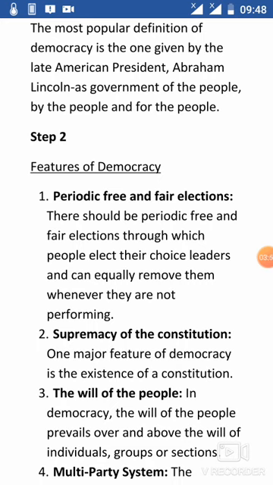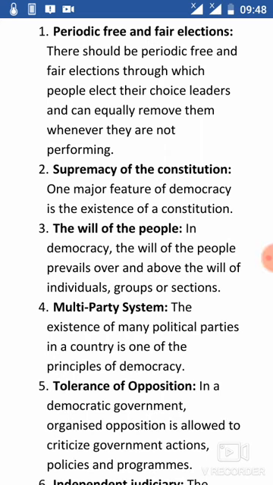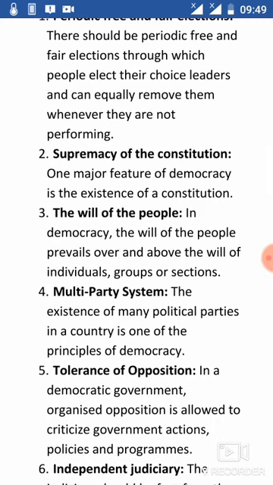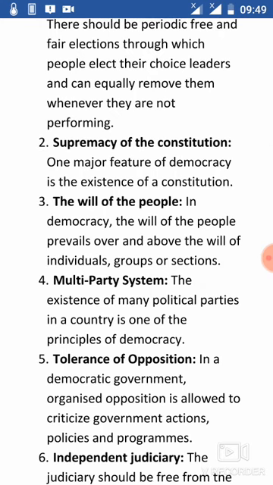All right, number 2, here we have supremacy of the Constitution. One major feature of democracy is the existence of a constitution, either written or unwritten. Of course, Constitution guides and controls the actions of the government and the governed. This Constitution is supreme and above any person or interest.